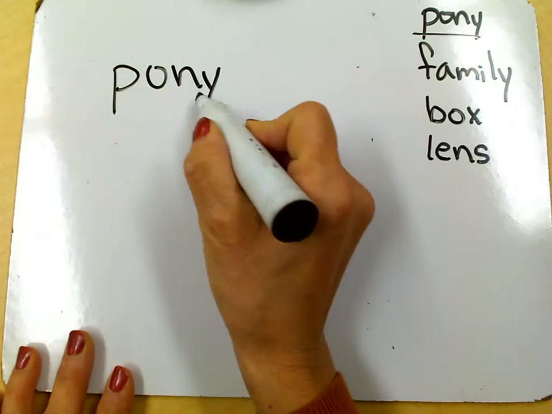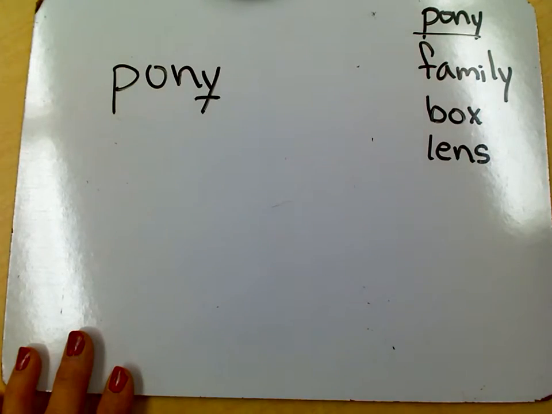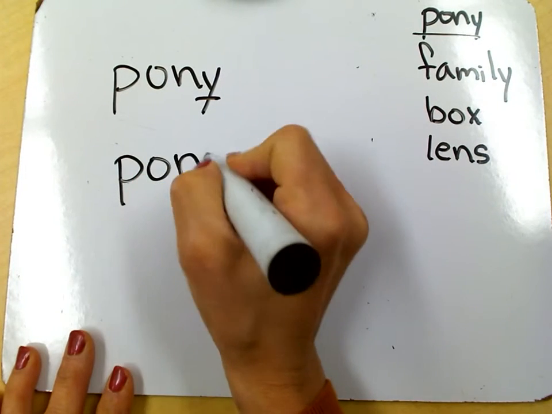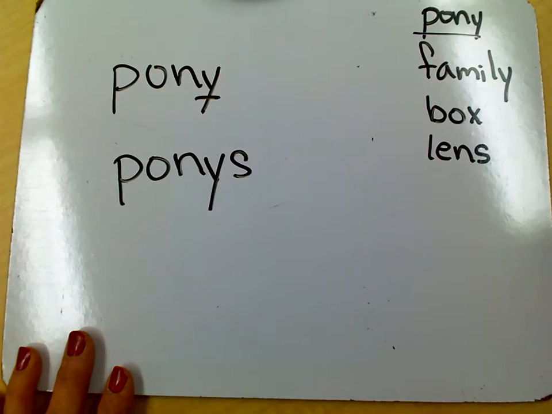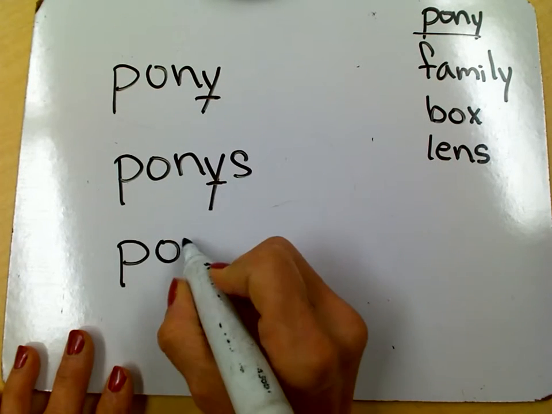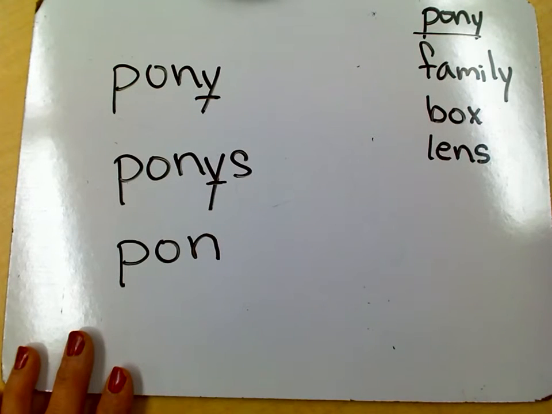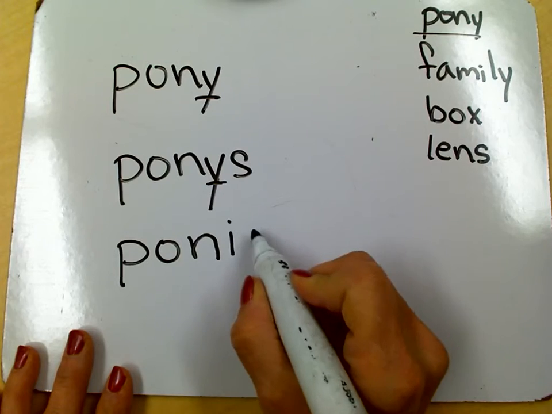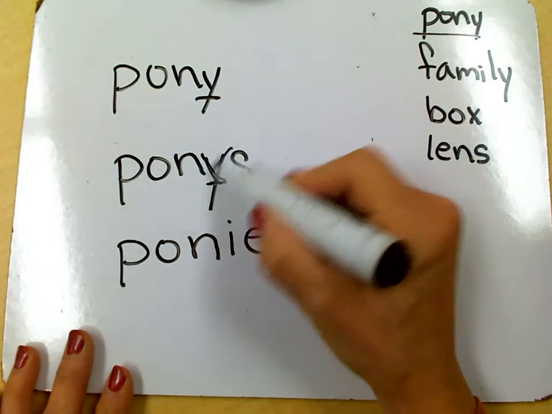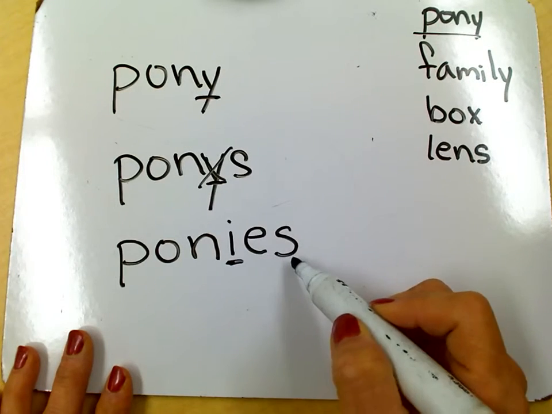Well, pony ends in a Y, and that's a little tricky. So when I say pony, I want to say ponies. So I don't just add an S, ponys. That doesn't even look right. So I know that's not right because the Y does something. It changes. It's magic. So the P stays the same, the O stays the same, the N stays the same. So P-O-N stay the same. But the Y changes to an I and add E-S. So remember our song. I take off the Y, I change it to an I, and I add E-S.